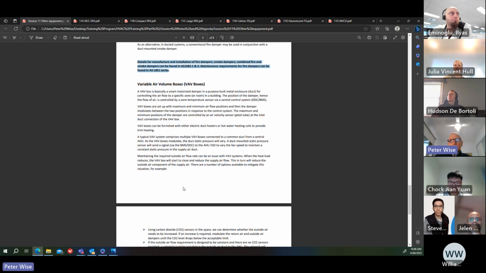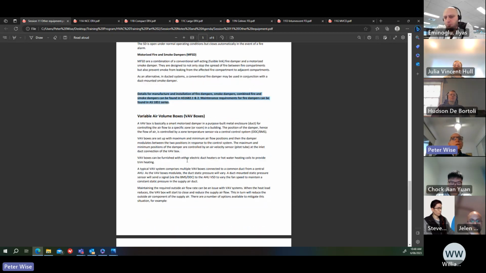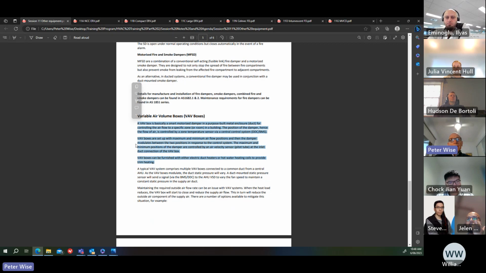Sorry, I'm rushing a bit now because I've noticed that we're getting close to time and I've still got a bit to talk about, but VAV boxes, variable air volume boxes. A VAV box is basically a smart motorised damper in a purpose-built enclosure or a duct for controlling the airflow to a specific zone or room in a building. The position of the damper, hence the flow of air, is controlled by a zone temperature sensor via a central control system.